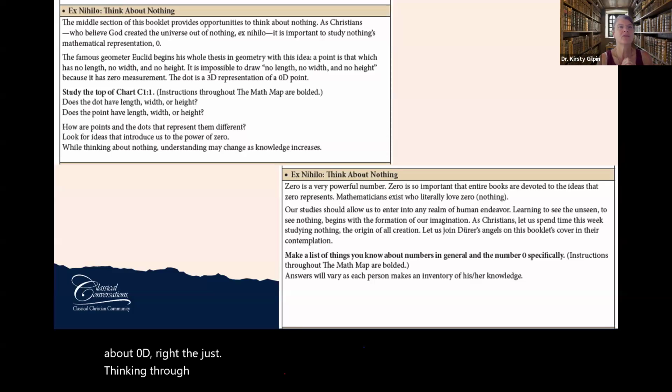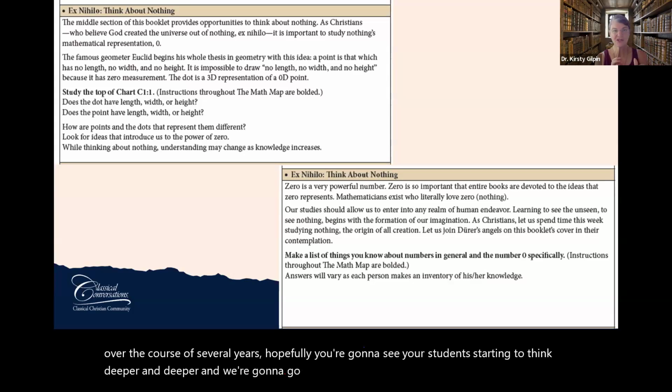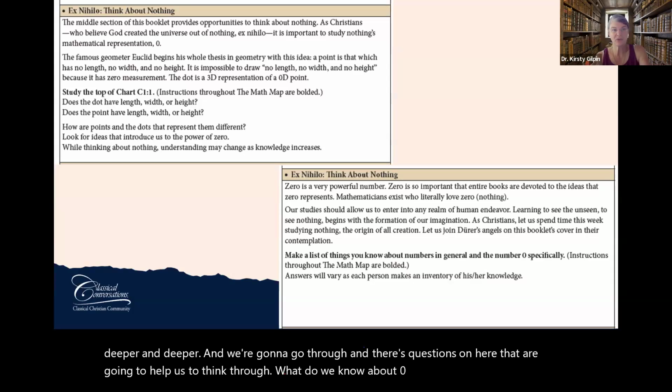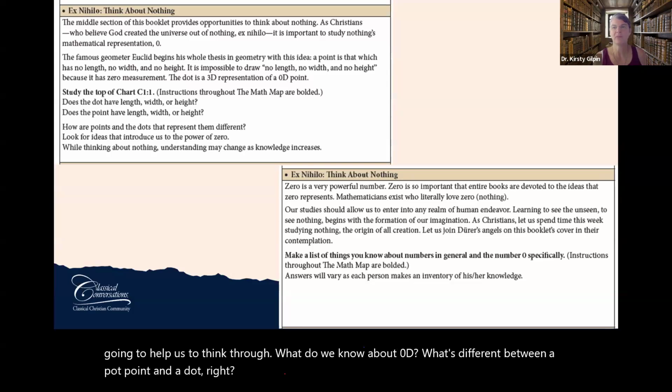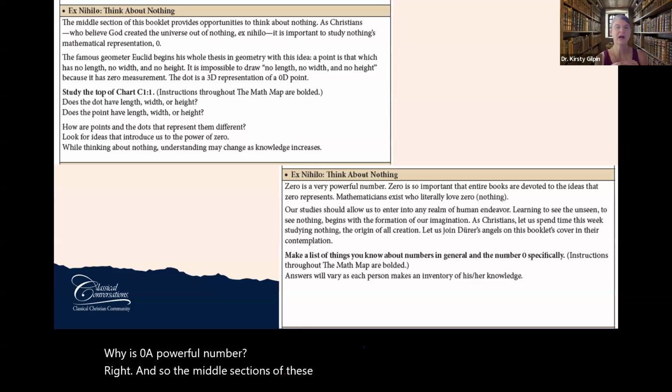So the middle section here, which you may or may not get to this year, but over the course of several years, hopefully you're going to see your students starting to think deeper and deeper. And there's questions on here that are going to help us think through, what do we know about 0D? What's different between a point and a dot? Why is 0 a powerful number? And so the middle sections of these pages, if we had time, we could discuss some of these questions.